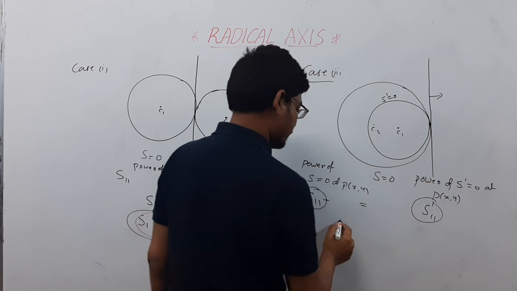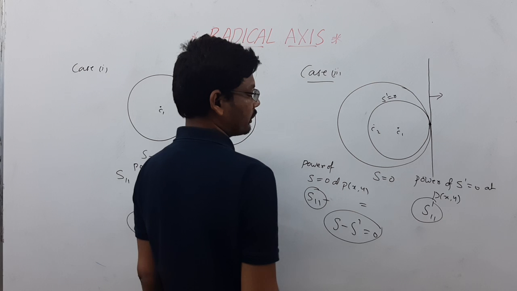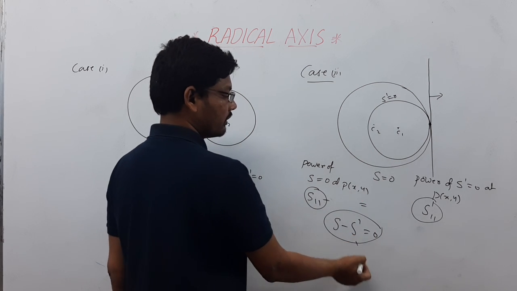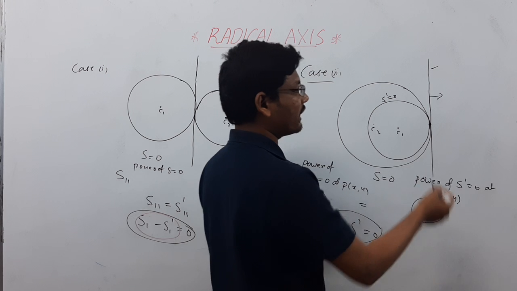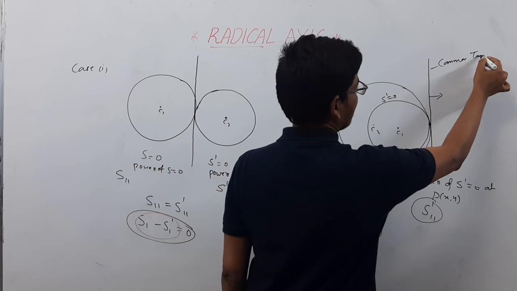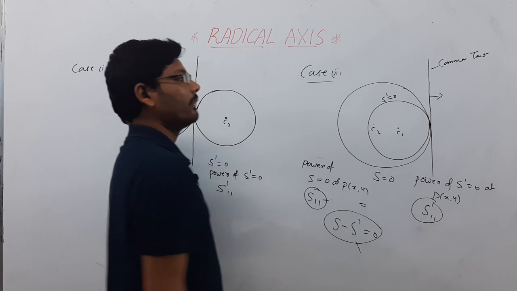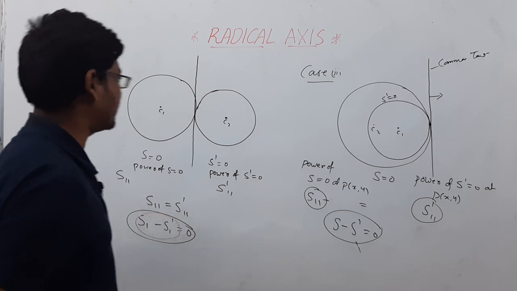This line is called the tangent line, that is nothing but S minus S dash is equal to 0. If you subtract any two circles' equations, we will get a straight line. That straight line equation is the common tangent. This is the common tangent and radical axis for these circles here. This is case 2, and now case 3 here.